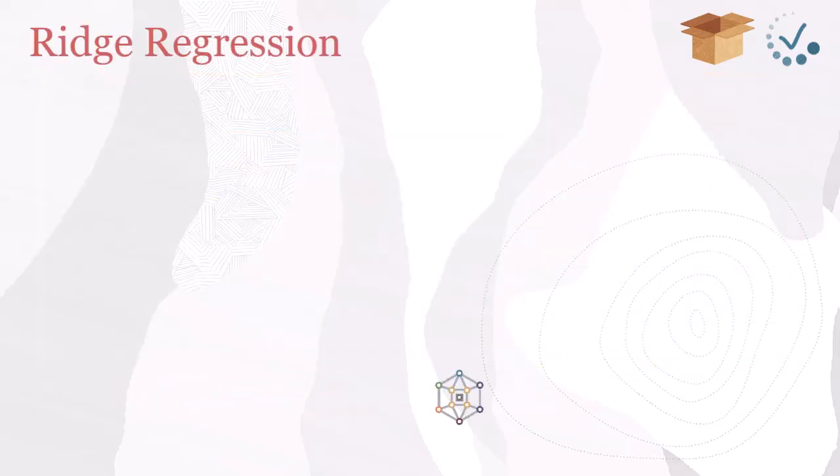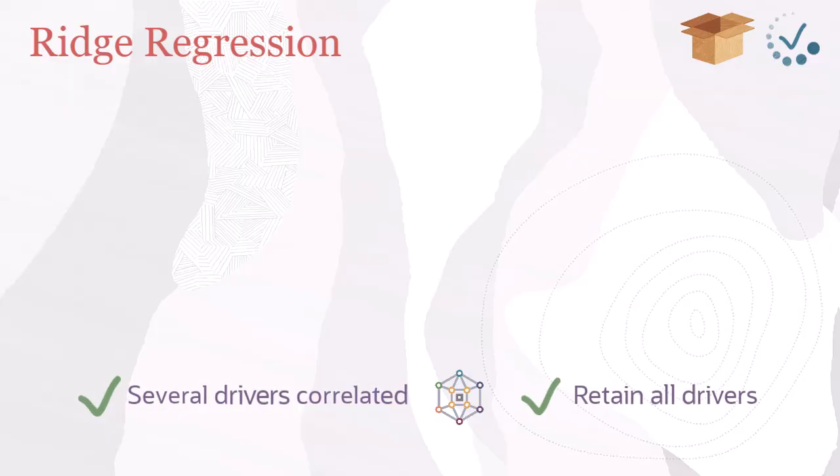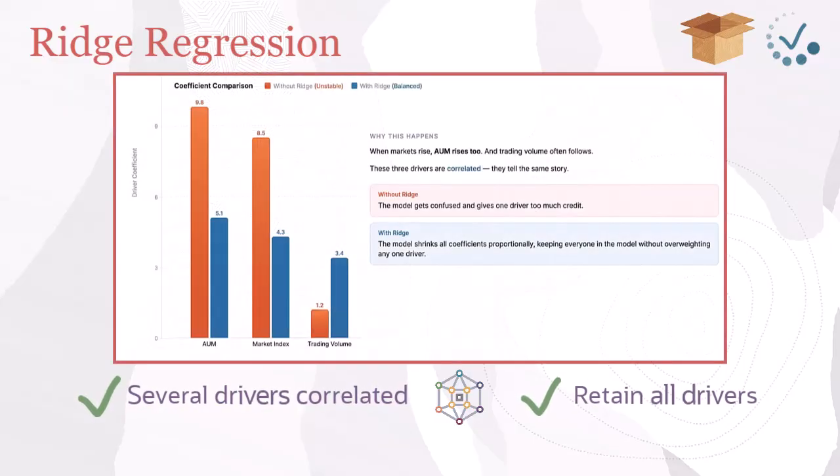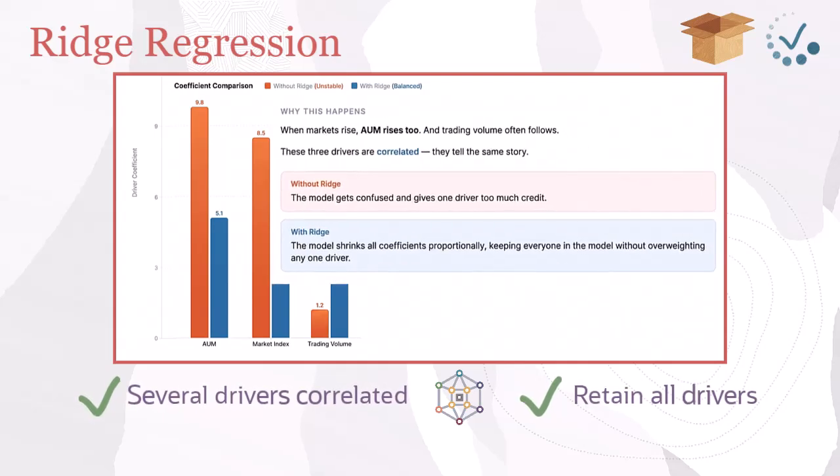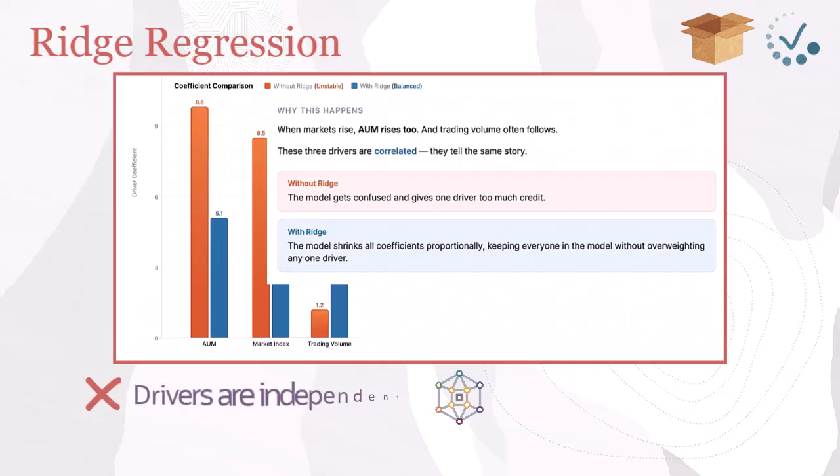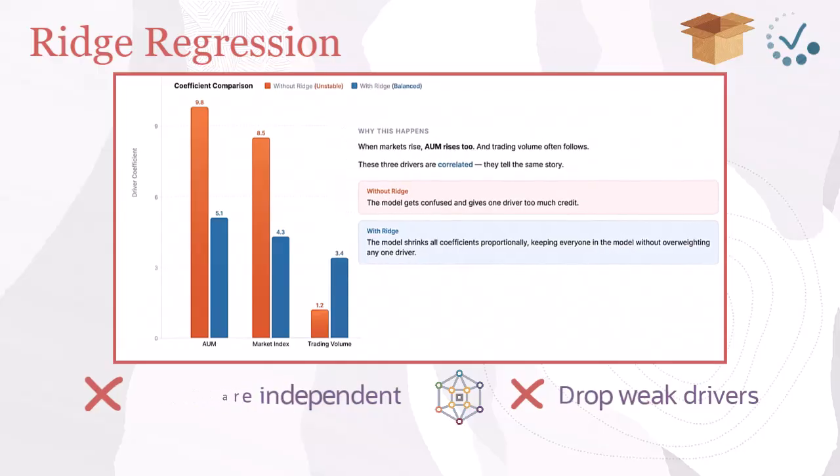Use Ridge Regression when several drivers are correlated but each driver still matters to the business. Ridge keeps all drivers in the model and weights their influence more conservatively, which helps stabilize forecasts as new data arrives. This makes Ridge useful for forecasts that depend on related measures. Avoid it when your drivers are independent or when your goal is to drop weak drivers rather than retain them.